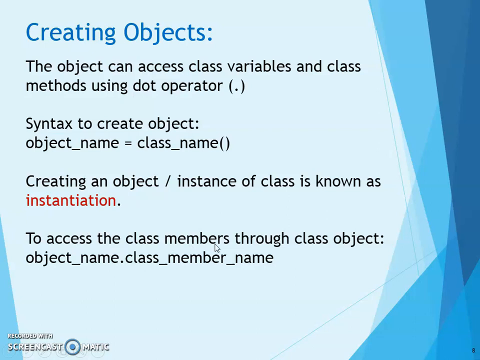Whenever you want to access the class members, members contain class variables and class methods also. To access these class members through the class object can be done in the following way. That is, we have to write the object name, whatever the object of a class is, then the dot operator followed by the name of the member. So by using the dot operator, we can access class members. Class members means class variables and class methods.